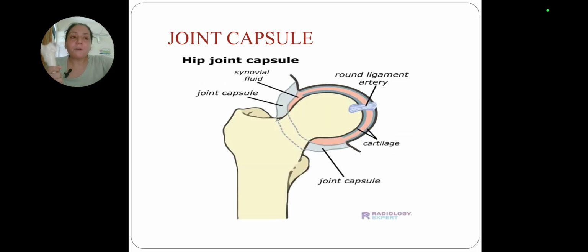Fine. So you can see from this structure itself, you can see the joint capsule, how it is attached over here, and posteroinferiorly it is weak, whereas superiorly it is good. Fine.